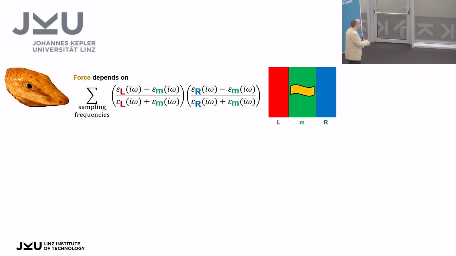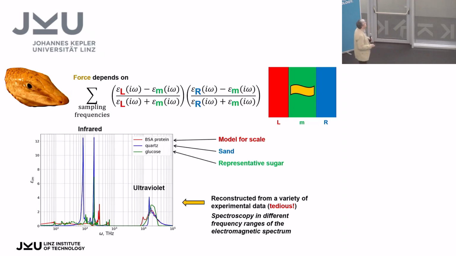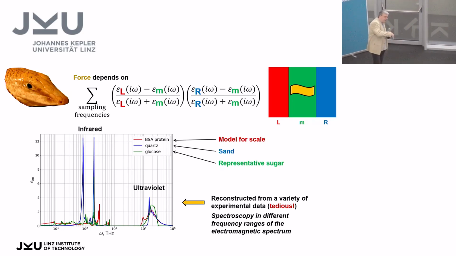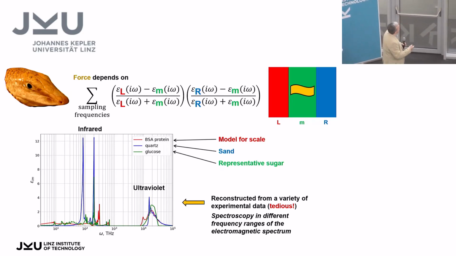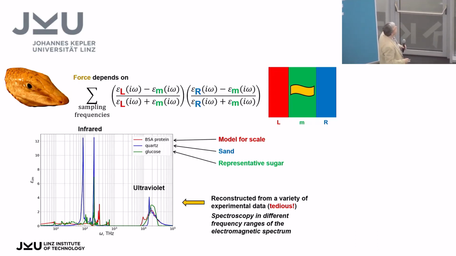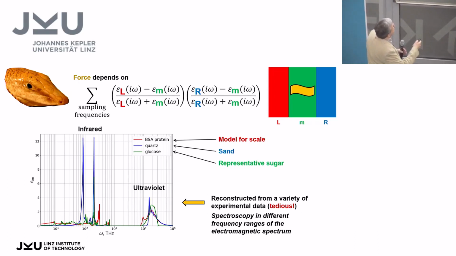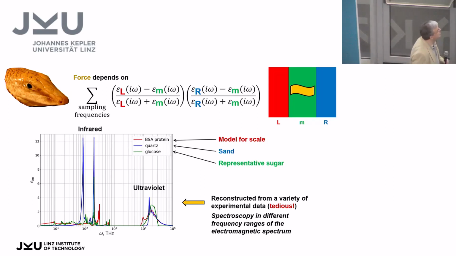And how can we get this information? We need to measure the absorption of the material. Practically, the energy that materials absorb as a function of the frequency of the electromagnetic radiation. The problem is that we need the information for the whole frequency range from zero to the UV region. So this is ultraviolet, infrared. Visible light is somewhere here, which is not so important here.